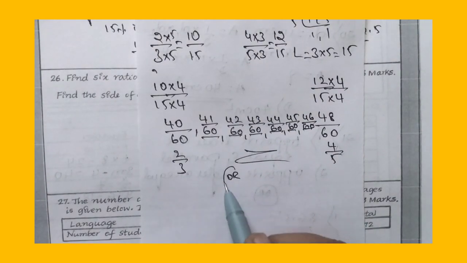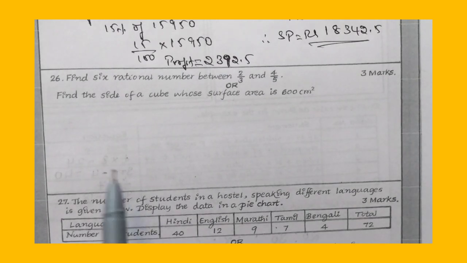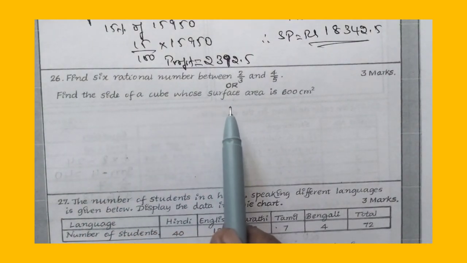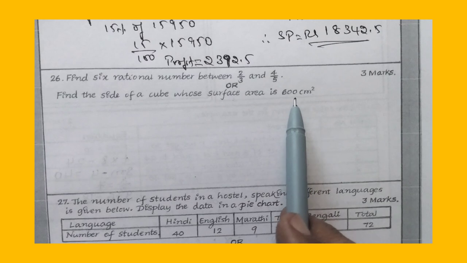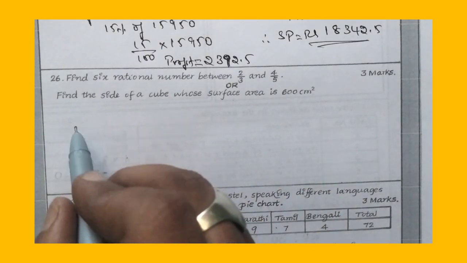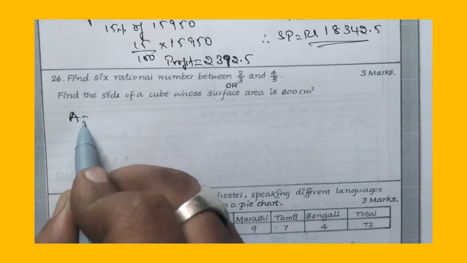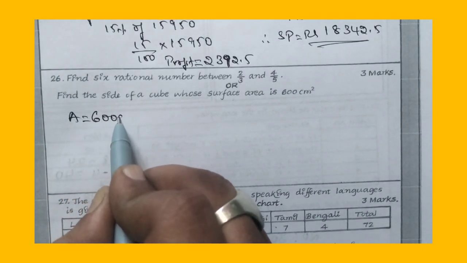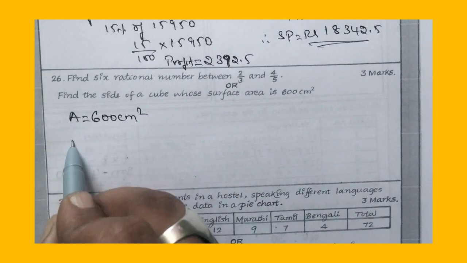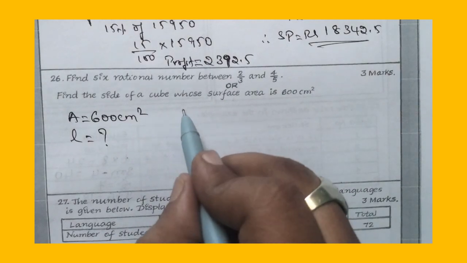So, in this only, one more internal choice question is there. Let us solve it. Find the side of a cube whose surface area is 600 centimeters square. So what they have given? They have given area is equal to 600 centimeter square. We have to find the side of a cube. L is equal to question mark.